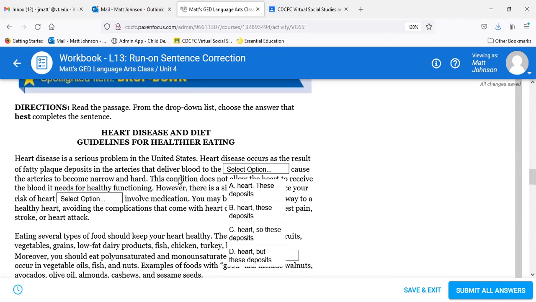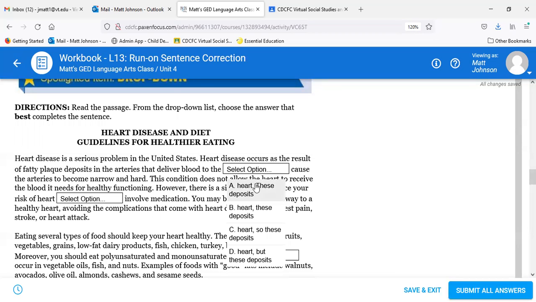Yes. That deliver blood to the heart. A, hit in this position. B, has in this position. C, hit in this position. D, hurt in this position. C.